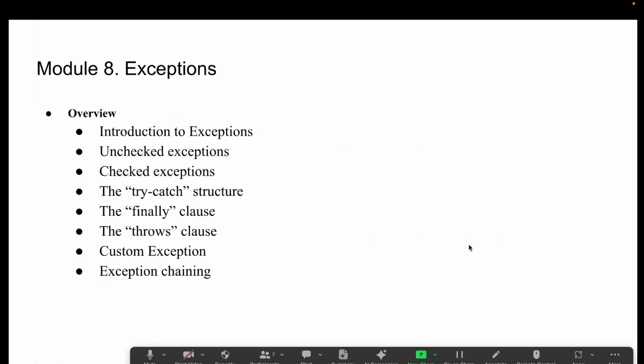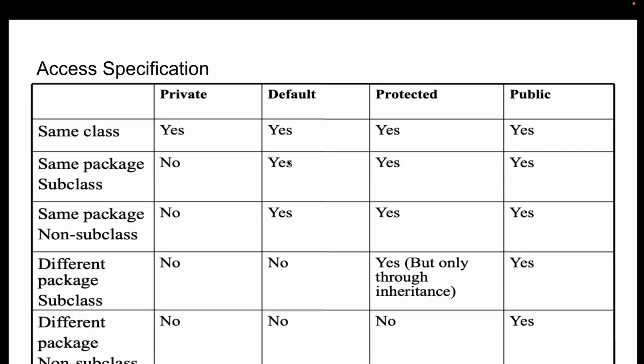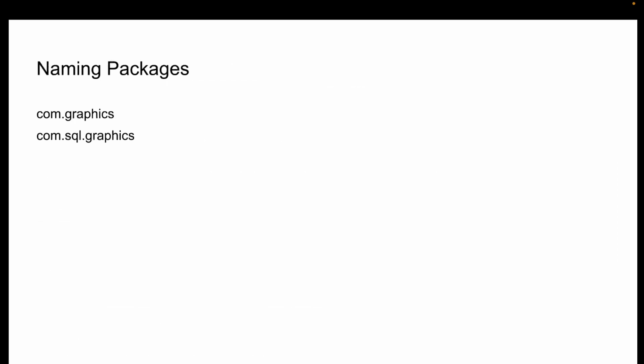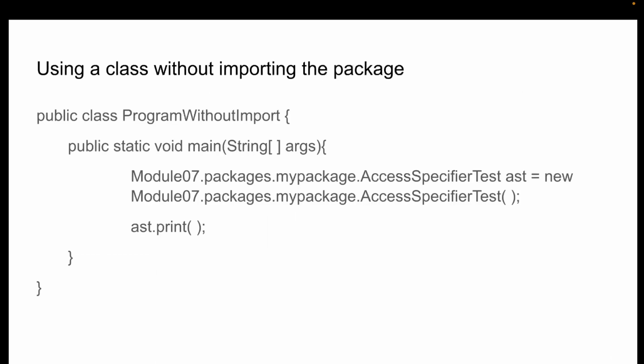So these things are already clear: creating a package, naming a package, and the scope of the access specifiers in each of the packages. I had shown you as well how we can use a class without importing the package. But this way of using a class without importing the package is not recommended. It is not very readable and I don't like it. So please don't try to use this. This is a bad way of using the classes without importing the package.